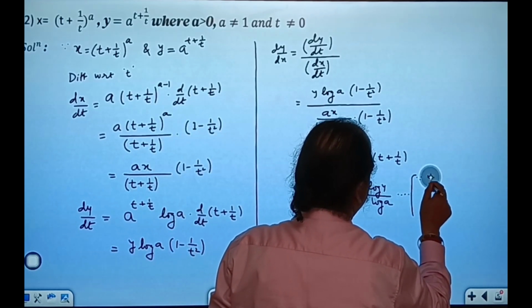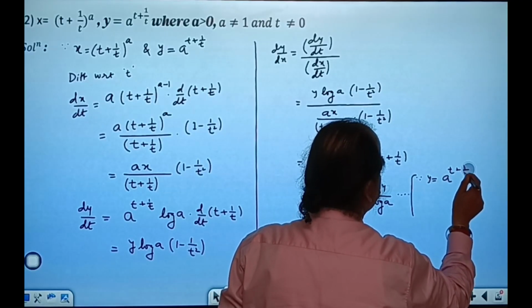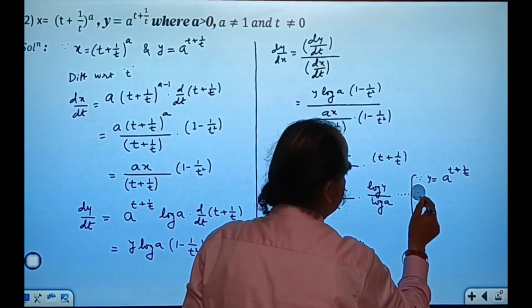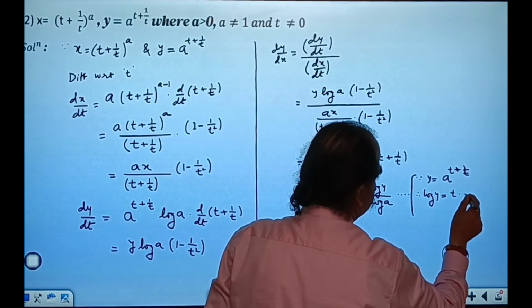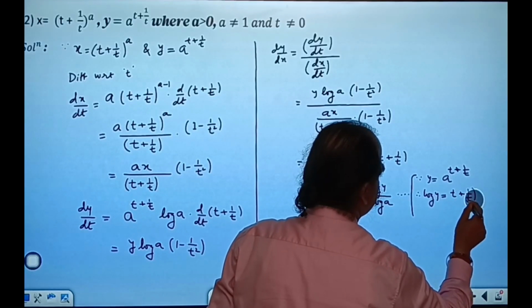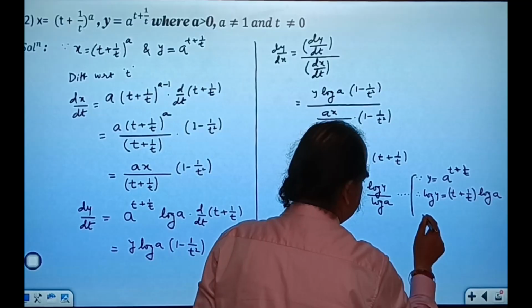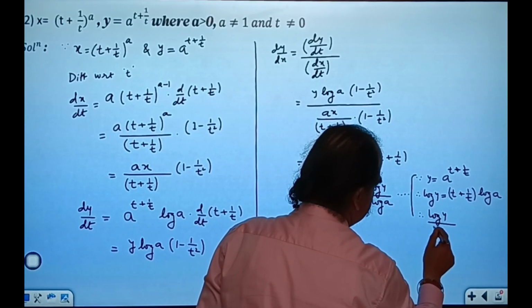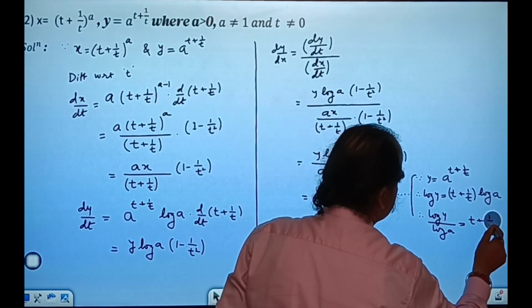Since y is equal to a raised to (t plus 1 upon t), so log y is what? (t plus 1 upon t) log a. Therefore, log y upon log a is what? t plus 1 upon t.